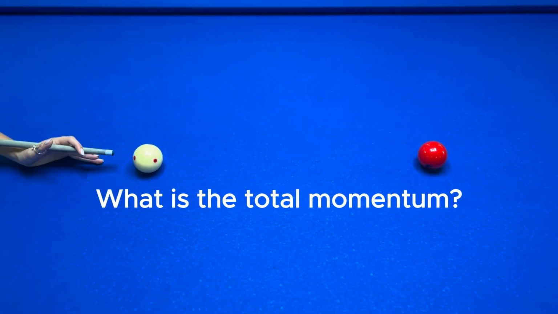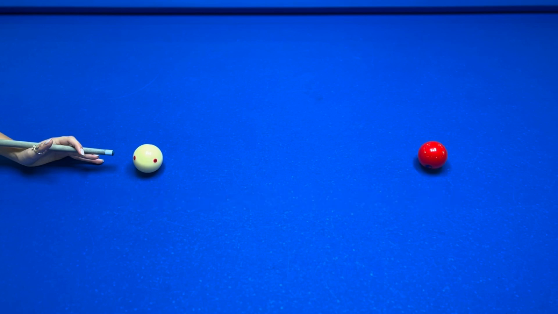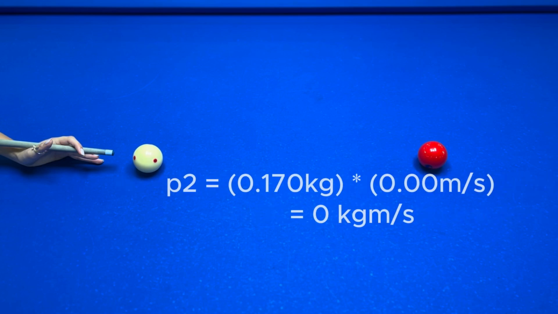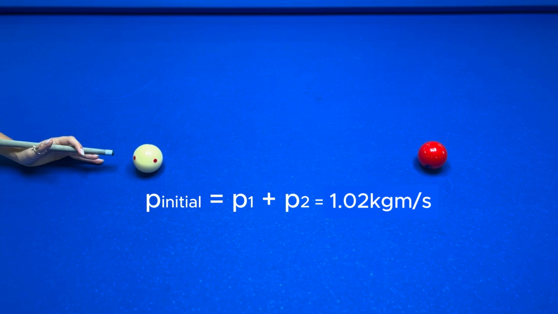So what is the total momentum? Let's go back to the beginning. Let's first calculate P1 and P2. P1 is equal to 1.02 kilogram meter per second. P2's momentum is equal to 0 kilogram meter per second because it's still. So P initial is equal to 1.02 kilogram meter per second.